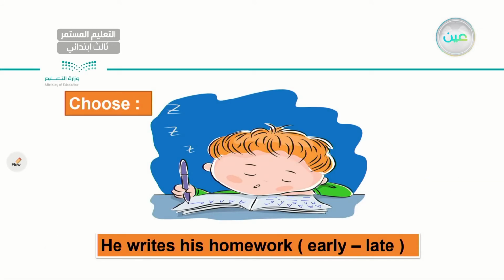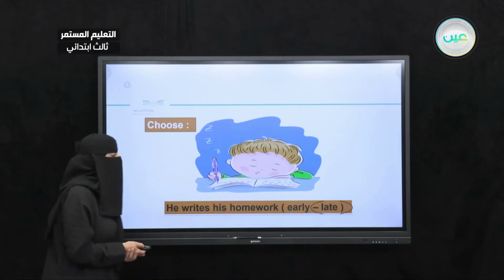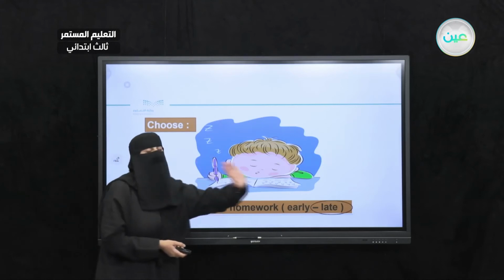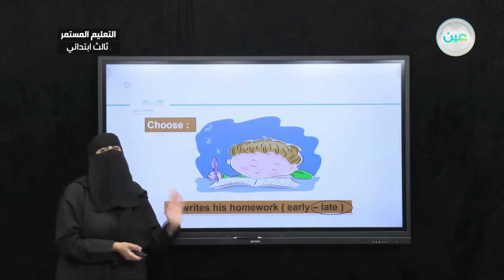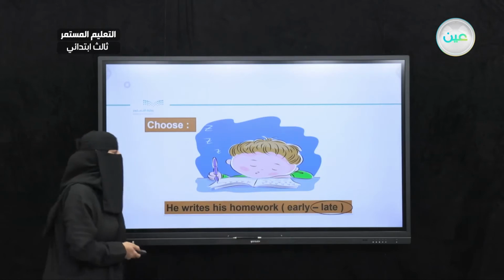How about this boy? Is he doing his homework on time? Choose. He writes his homework early or late? Now look at the picture. Decide. Early or late? What do you think? He fell asleep. He is tired because he's doing his homework late. Very good. He is late. Excellent, my dear student.